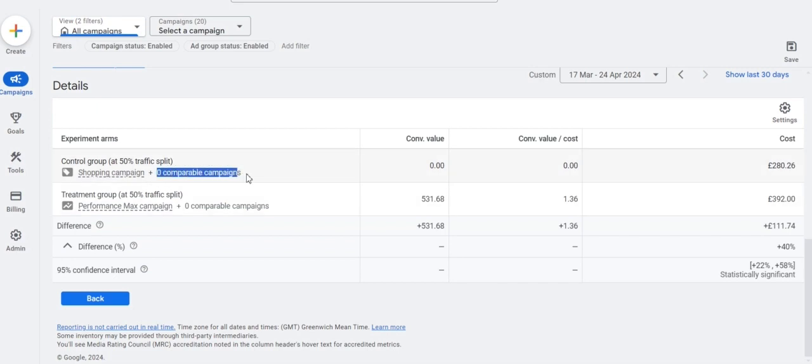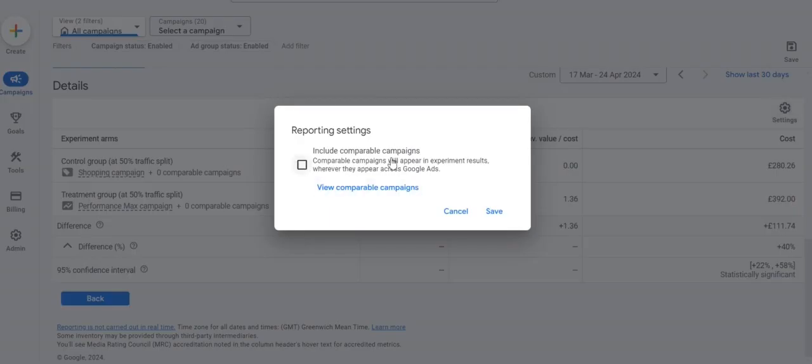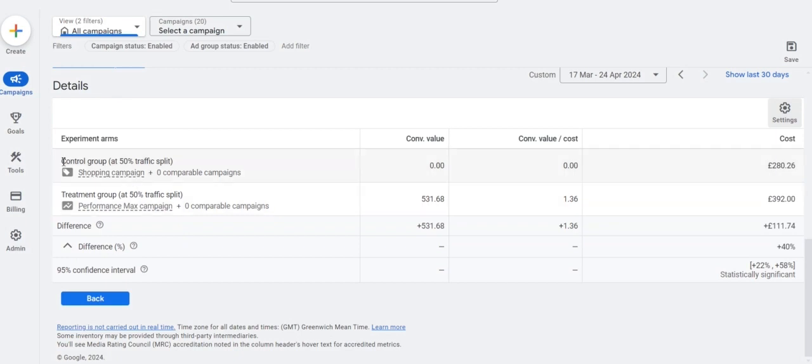So that's why you can see here there's something called comparable campaigns. If I click on settings here, you can add comparable campaigns, all right. What it does is include campaigns with similar location settings, basically very similar. It's not particularly logical. You'll see all the time what kind of campaigns it chooses to club together with both the control and the treatment group. So obviously the control group is standard shopping, as you can see here, and the treatment group is Performance Max.